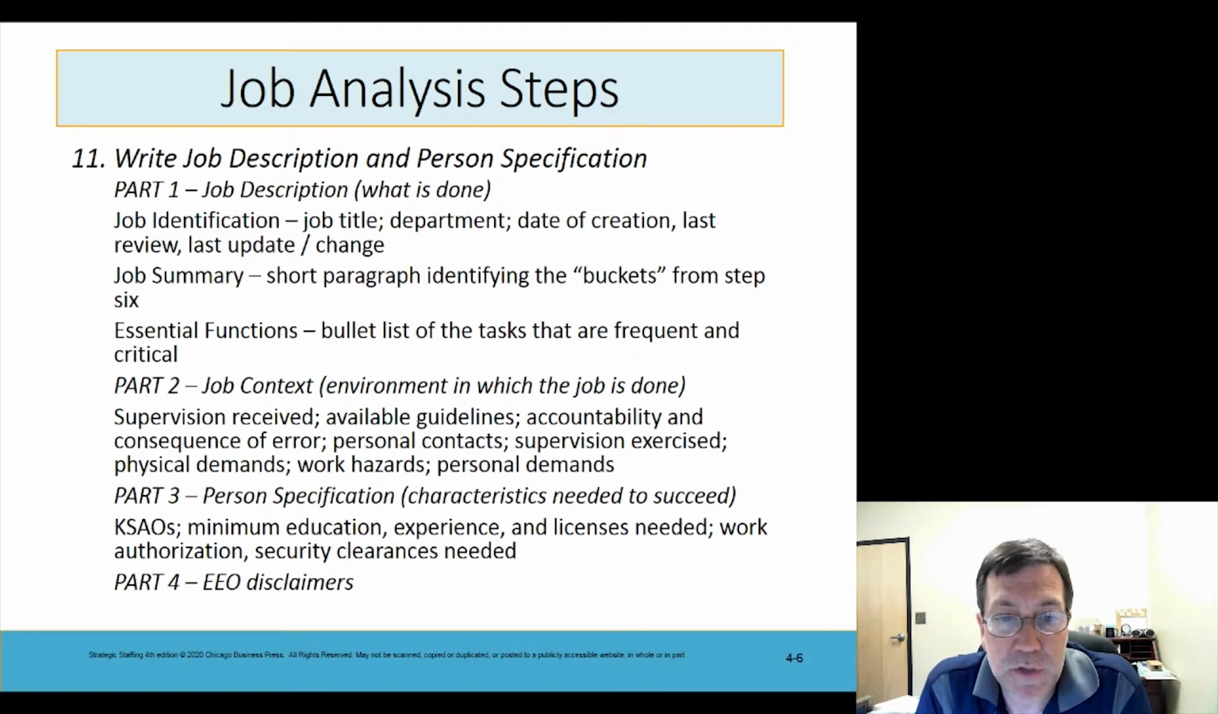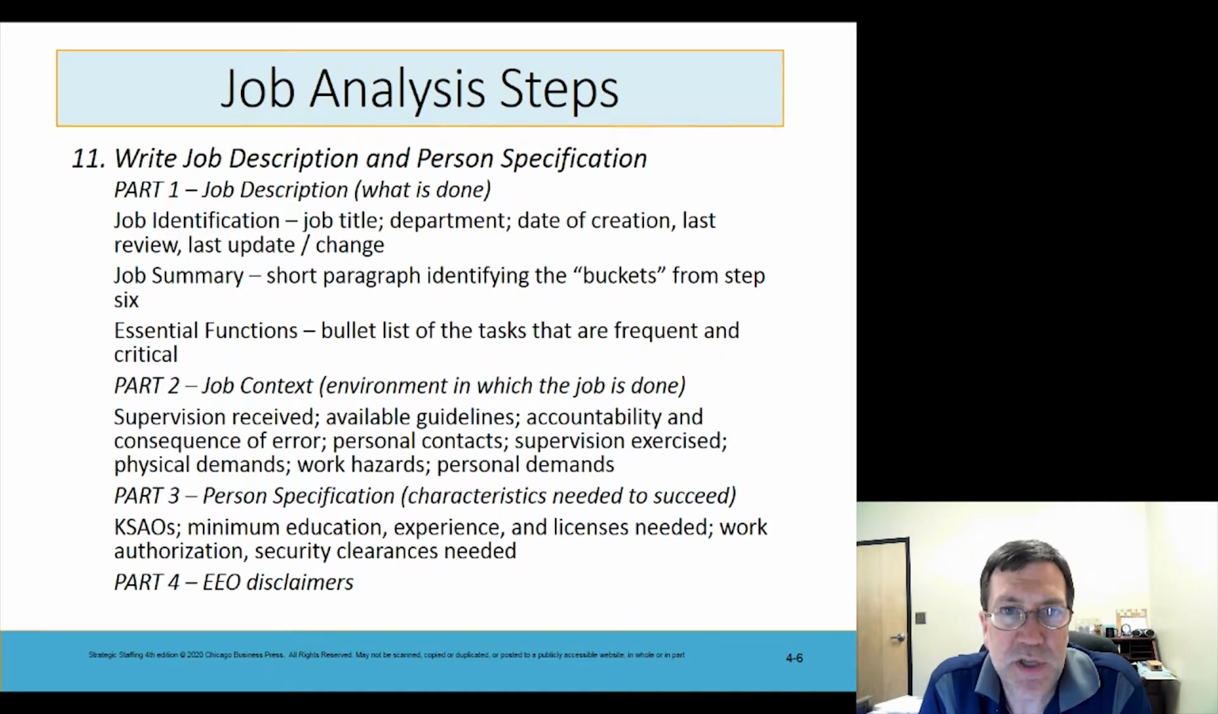The next piece of the job context is supervision exercised. For an entry-level position, that's basically none. You don't supervise anybody. Although you may be hired into a position where you supervise, you're a team leader or something, and you supervise a couple of people, or it may very well be that you kind of mentor somebody who's new. Once you learn what you're doing, we hire another dog groomer, that you kind of informally supervise them as a mentor, even if you don't have the ability to make decisions.